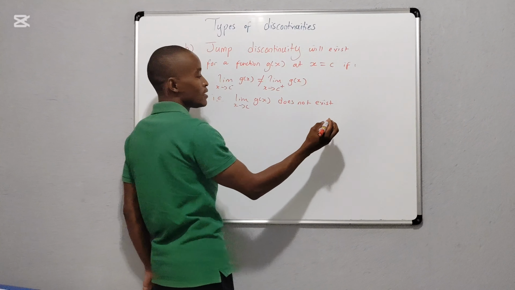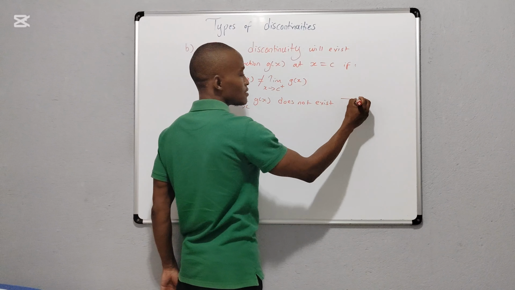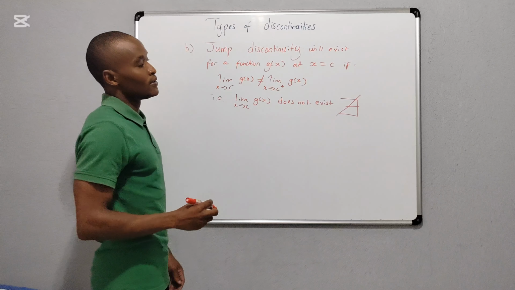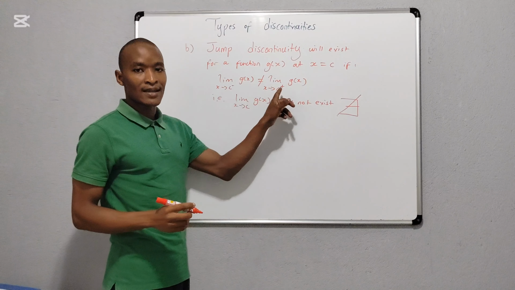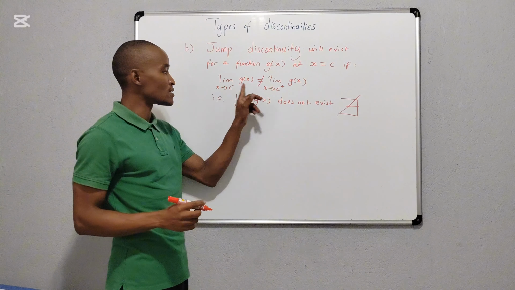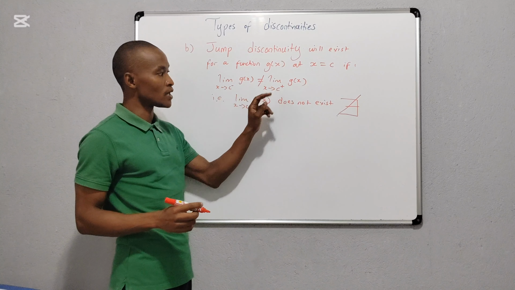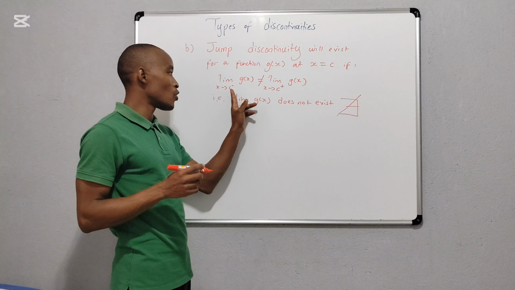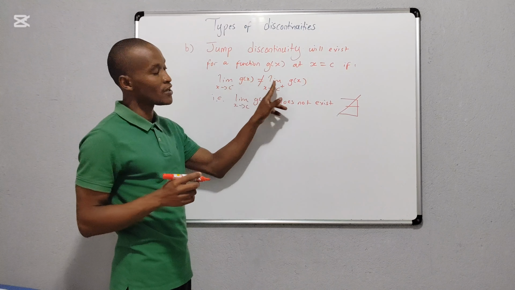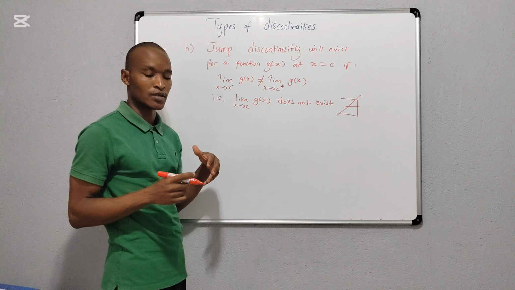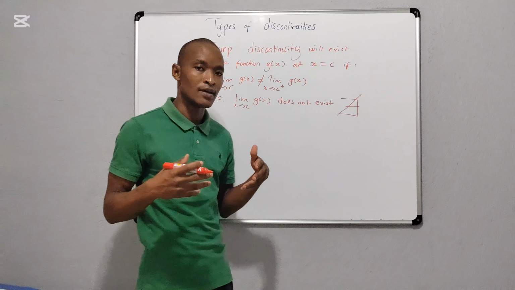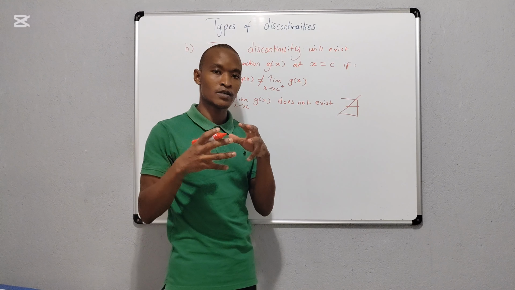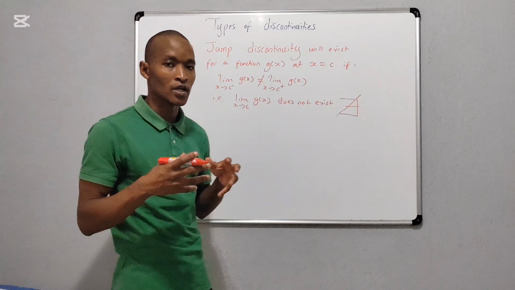And actually there is a symbol for does not exist. It looks like this. So when your one-sided limits, these are one-sided limits either from the left or from the right, are not equal at the same point that you are approaching, then you have a jump discontinuity. Again, the word explains itself: it's you jumping from one function to another function. That's how you can look at it.